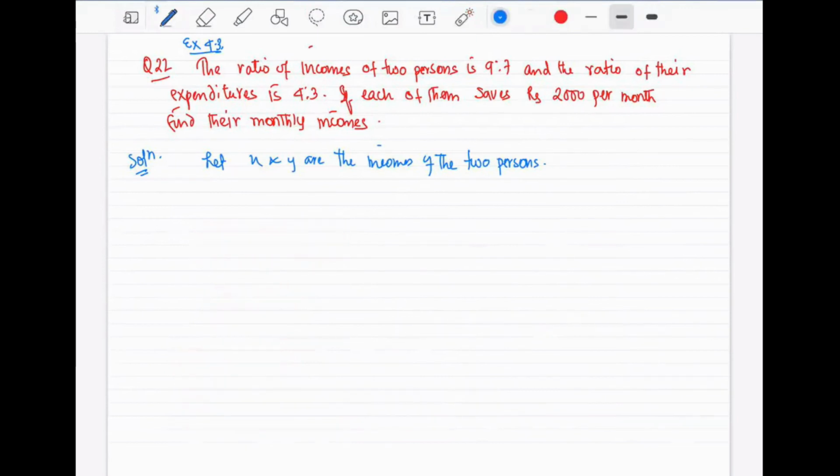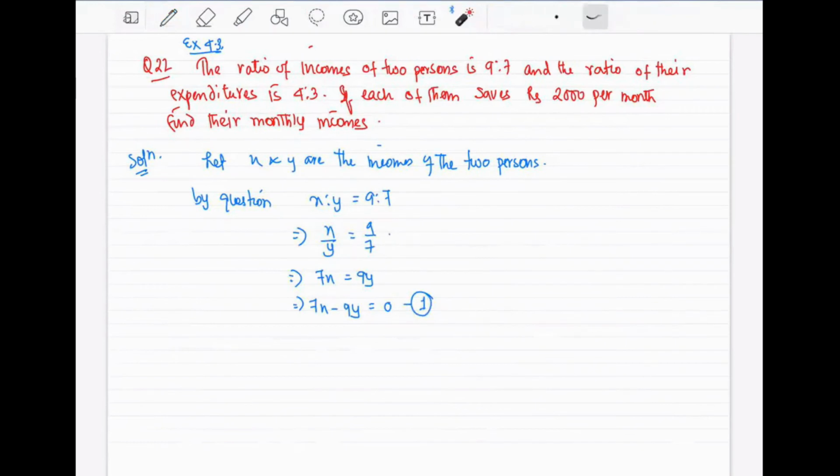Okay, let's keep it. So by equation, X ratio Y, and X by Y is equal to 9 by 7. 7X is equal to 9Y. 7X minus 9Y is equal to 0, which is equation 1. What about the other equation? Okay, let's see. Let's read the remaining portion.